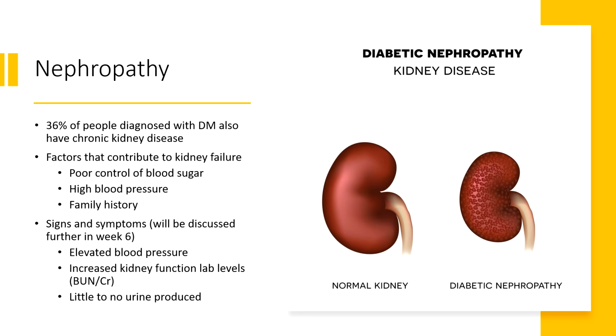We'll talk more about kidney issues in week 6, or actually week 5 now. But just know that if there is an increase in our kidney function labs, or your patient starts to slow down on urine production, that could be indicative of your patient having kidney issues. So just know that retinopathy and nephropathy are two of the more chronic complications that we're going to see in our patients.